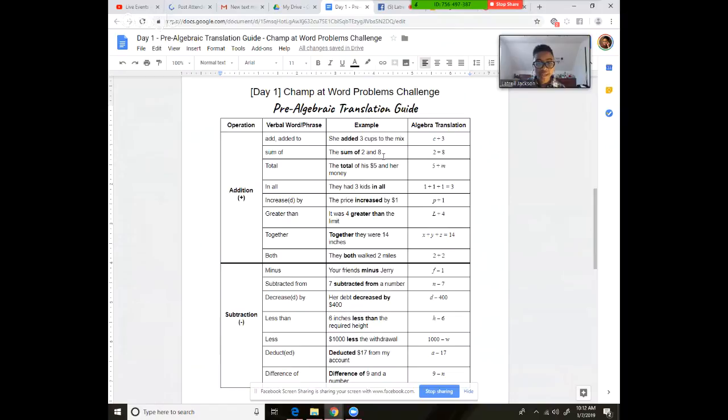The sum of 2 and 8. So sum of means you have already added. What are you adding? 2 and 8. And that's what the 2 plus 8 looks like.